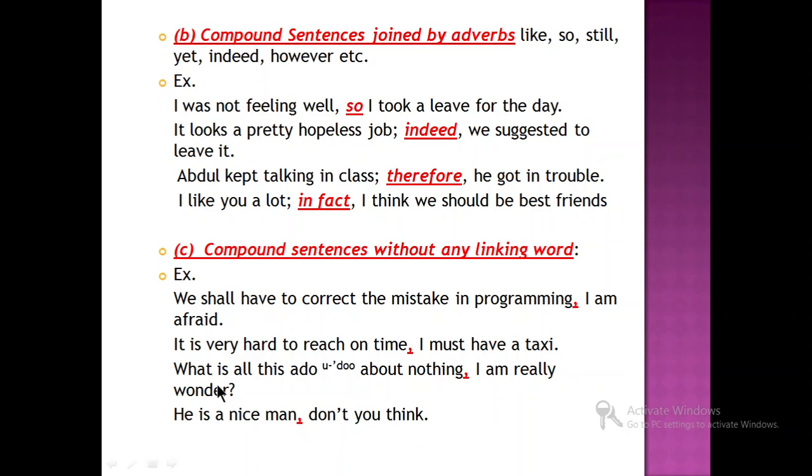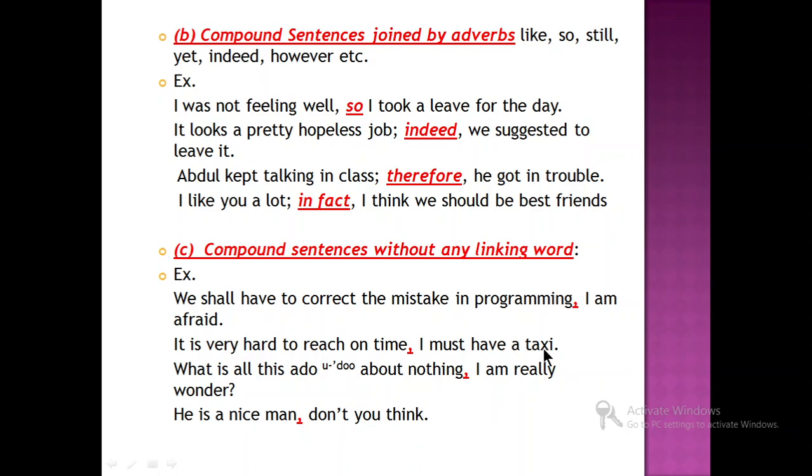So we shall have to correct the mistake in the program. हमको mistake ठीक करनी चाहिए जिस प्रोग्राम को हमने किया है. I am afraid, मैं डरा हुआ हूं. So I am afraid, ये सेंटेंस जोड़ा गया है, क्लॉज बनाया गया है, और वी शैल से चालू करके अफ्रेड तक, ये पूरा कंपाउंड सेंटेंस है जहां पर किसी भी लिंकिंग वर्ड को नहीं यूज किया गया है to compound both these different clauses, चाहे एडवर्ब हो या कंजंक्शन हो. Is that clear?